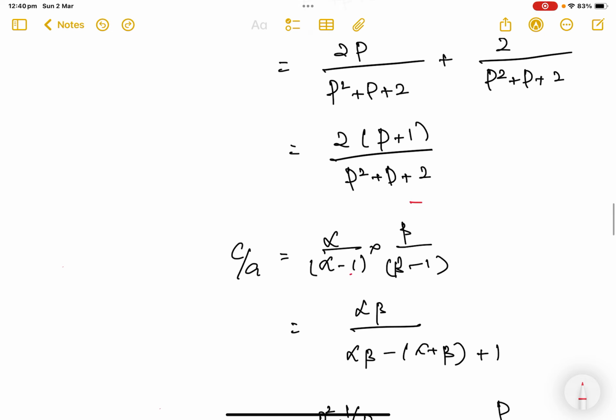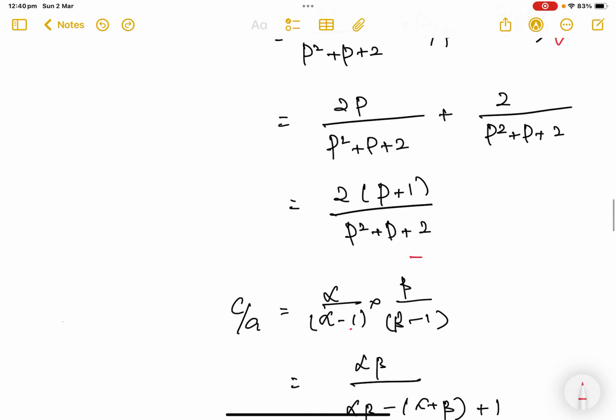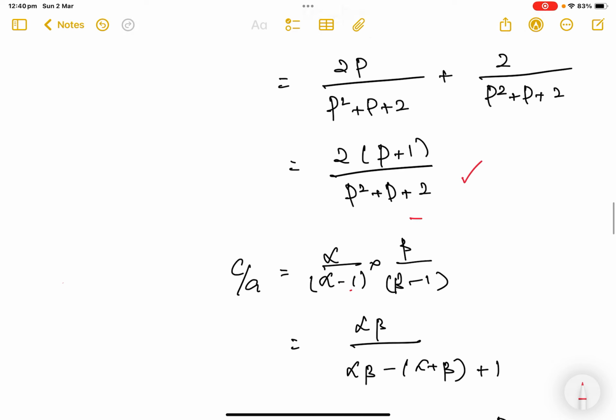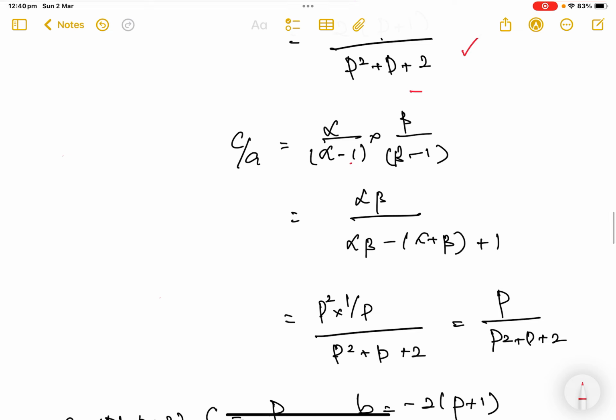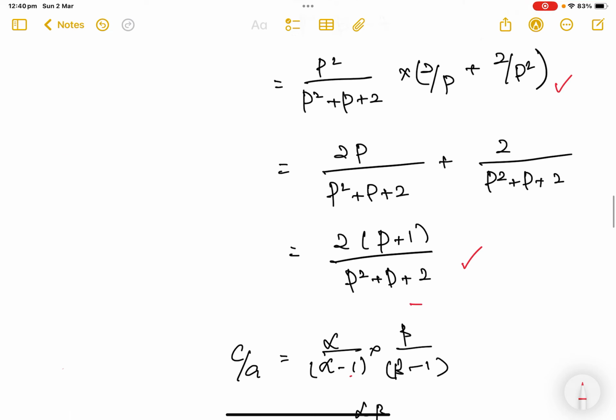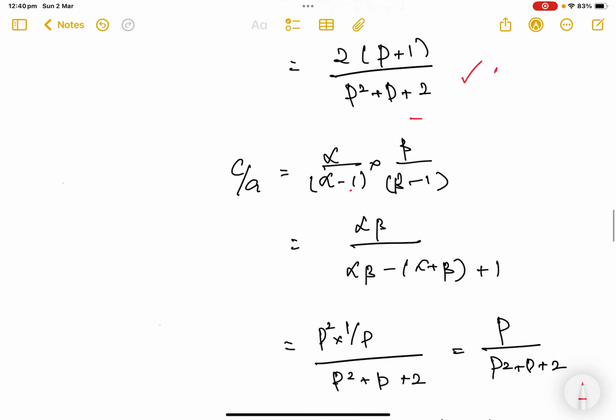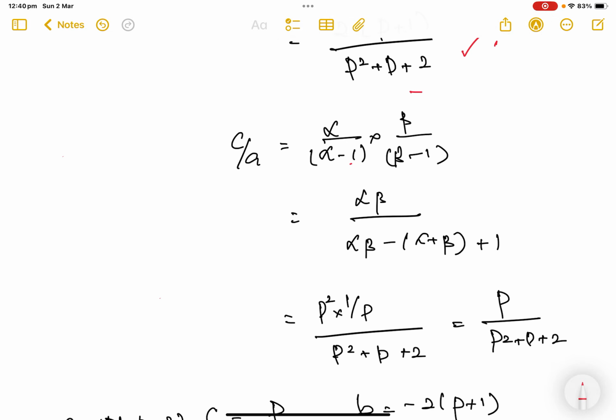If you add them together, the denominator is the same, therefore 2 plus 2p plus 2, that is 2 times p plus 1. That is the addition of the roots. Then now it's the product of those roots, so C over A. So we have found minus B over A here, and now we try to find C over A.